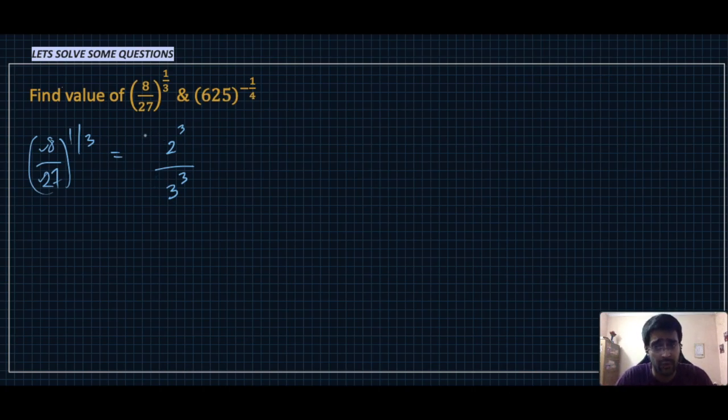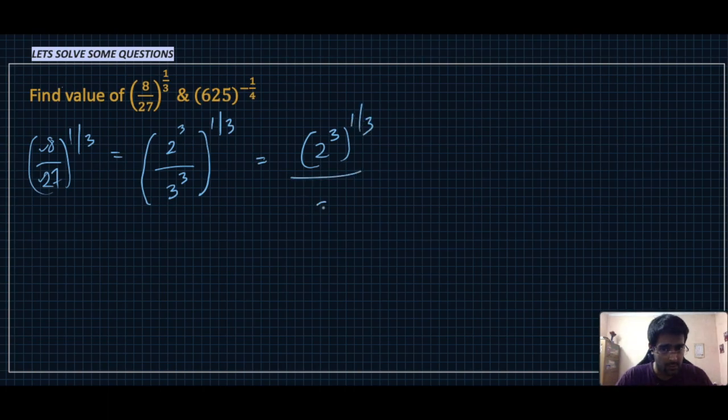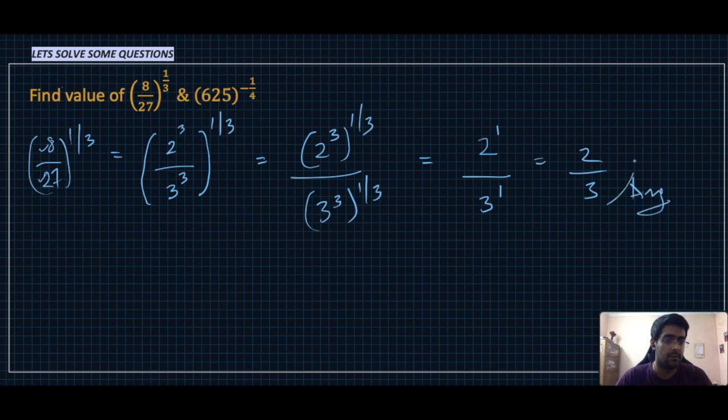So 2 to the power of 3 and 3 to the power of 3 as per our identity. But now it's all to the power of 1 by 3. So again, applying an identity, 2 to the power of 3, to the power of 1 by 3, 3 to the power of 3, to the power of 1 by 3. We get 2, the 3 and 3 by 3 cancel, 2 to the power of 1, and 3 to the power of 1, which is 2 by 3. And this is our answer.